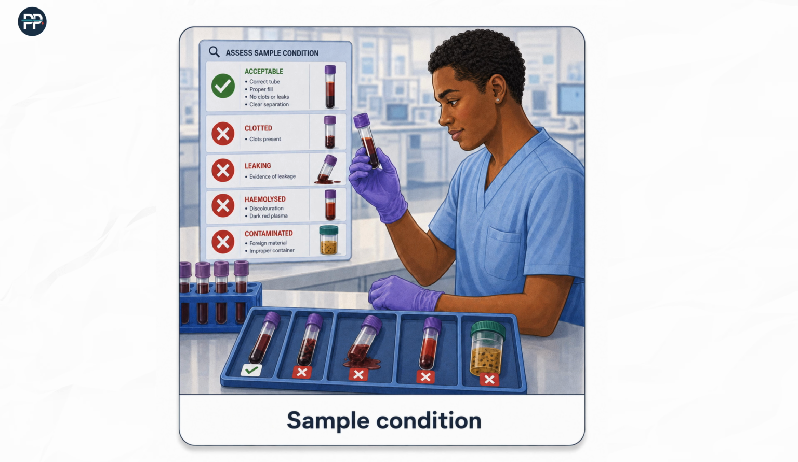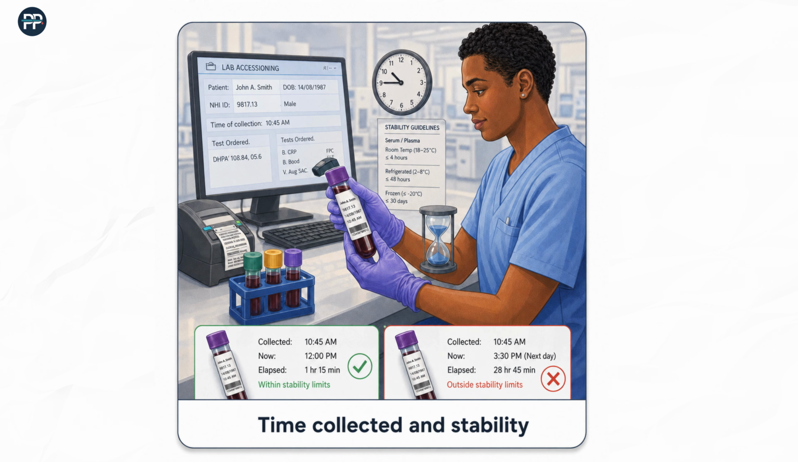The sample is then visually inspected for suitability. Staff may check whether the sample is clotted when it should not be, hemolyzed, or otherwise unsuitable for testing. They also check the date and time of collection to make sure that the sample is still within the acceptable stability period for the test requested.